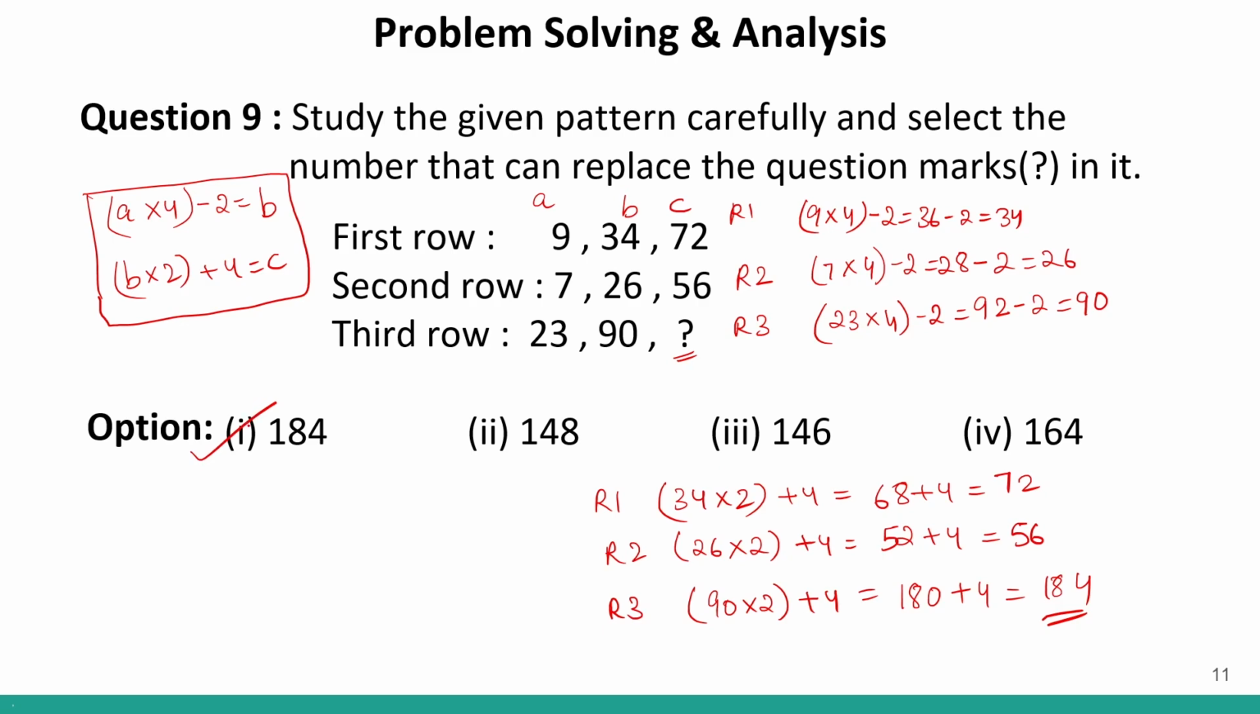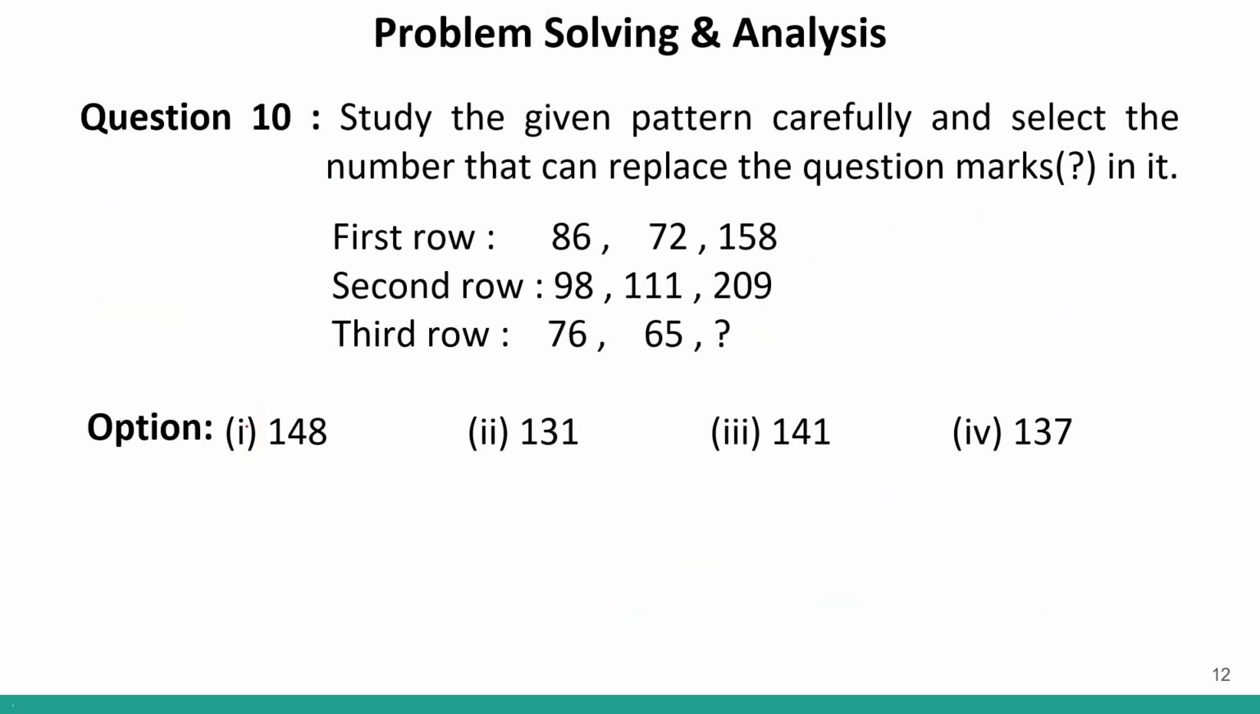Now let us look at question number 10. Again a 3 into 3 grid. 86, 72, 158. So this number is significantly bigger than the other two. 98 and 111 and 209, again bigger. So here if I look at this number, this is near 80 and this is 70. 80 plus 70 gives me around 150. Correct? Similarly, this is 90 and this is 110. So 90 plus 110 gives me around 200. So maybe the numbers are being added.